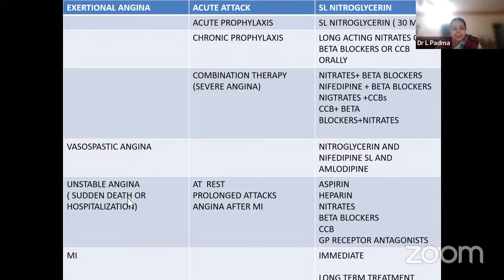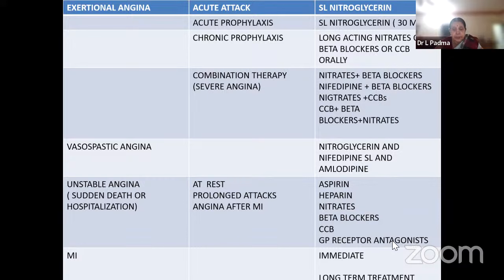Next, in unstable angina, most often there is sudden death or hospitalization. Most often it occurs at rest, with prolonged attacks, and angina after MI. In these, you have to give all these drugs, and be careful about all of them. Heparin IV, okay? Then CCBs; when you are giving beta blockers, don't give them along with nitrates. Then this is the drug of choice because we are suspecting thrombosis.